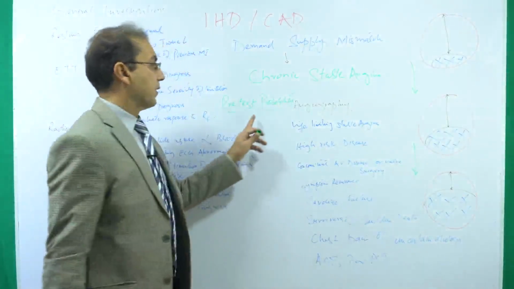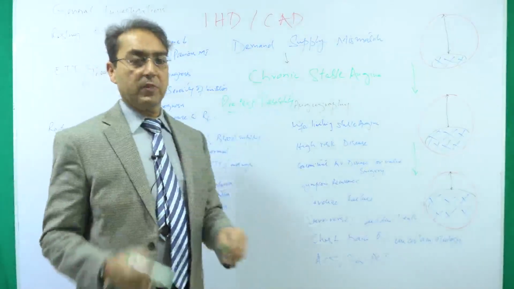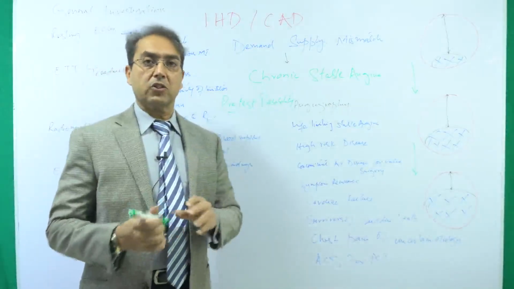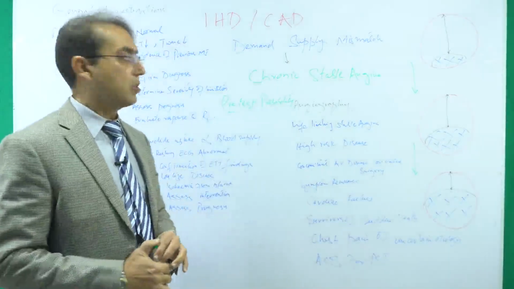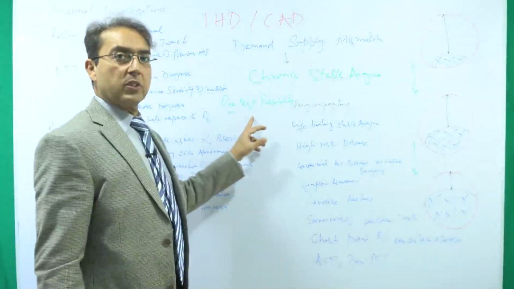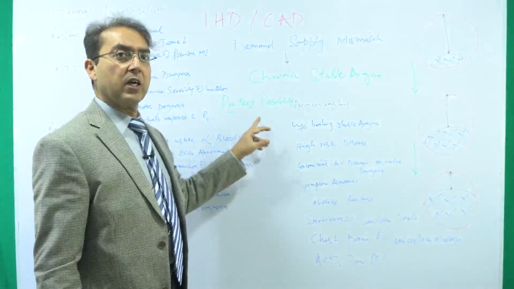What is a pre-test probability? Pre-test probability is that from our basic data, that is history, physical examination, and basic investigation, we find out what is the possibility of this patient having a particular disease.